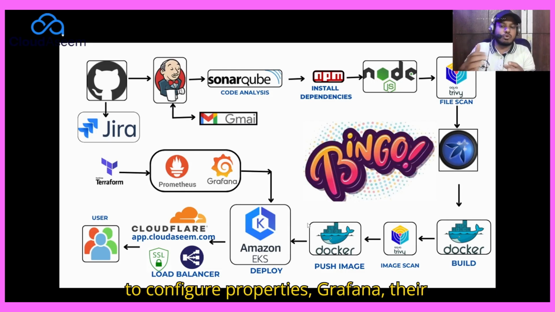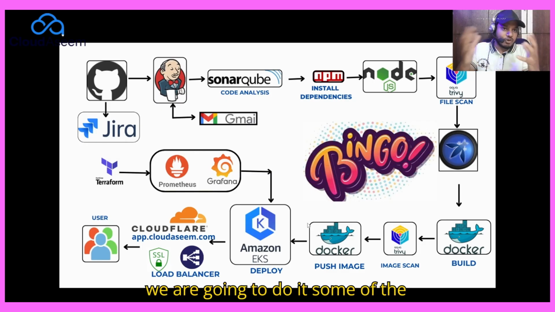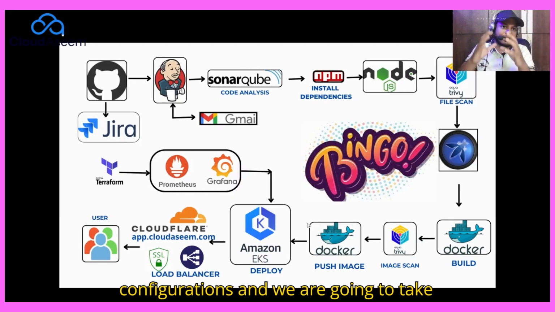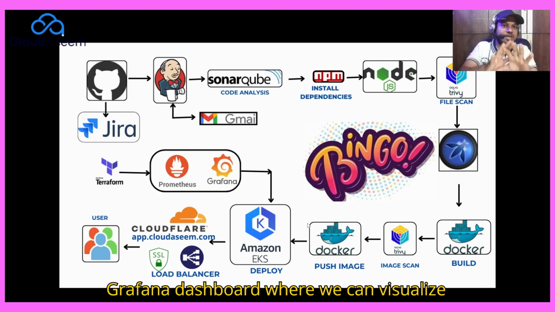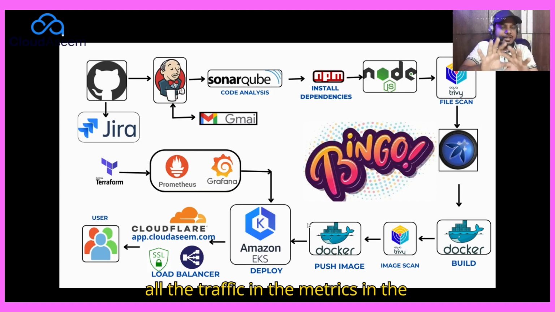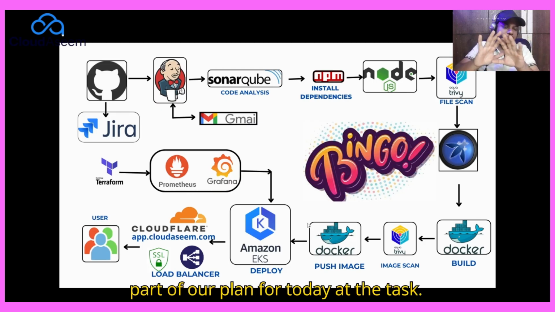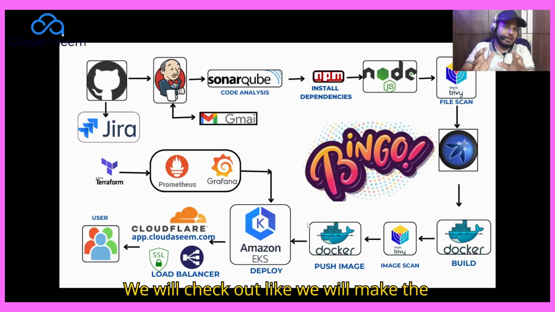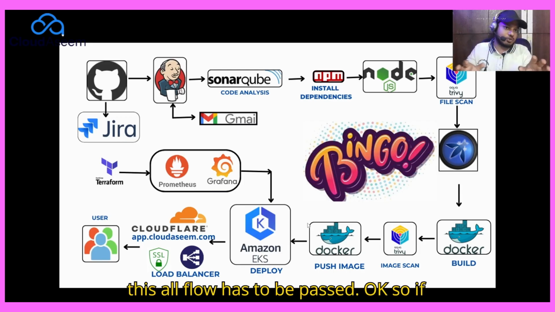In the server, we are going to configure Prometheus, Grafana, node exporter, and blackbox exporter, and do some configurations. We are going to take those metrics and integrate them into the Grafana dashboard, where we can visualize all the traffic and metrics in a better way. Okay, so this is our plan for today. We will make the test case, so at the end of the video this whole flow has to pass.